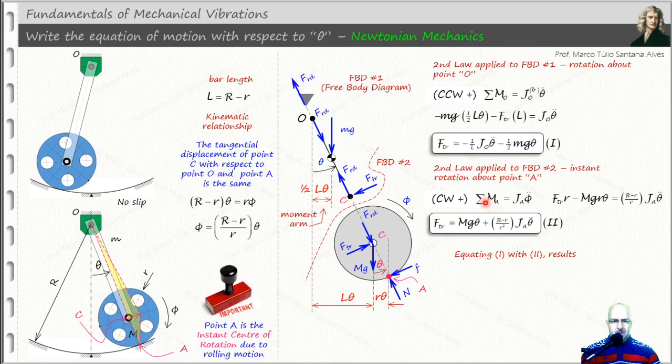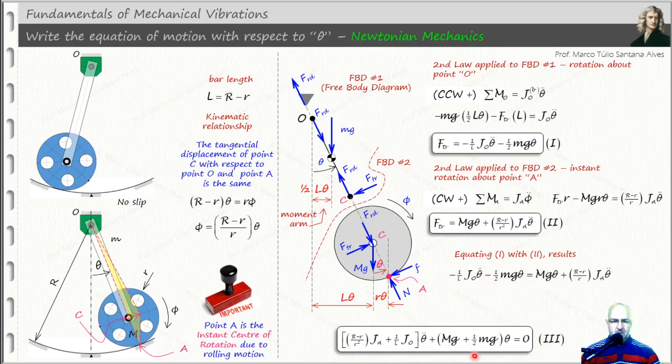Now we need to equate both of these expressions, because in both expressions the tangential force is already isolated. So let's go on. We get this expression, and if we rearrange it, we obtain a third expression. It's a boxed expression here.